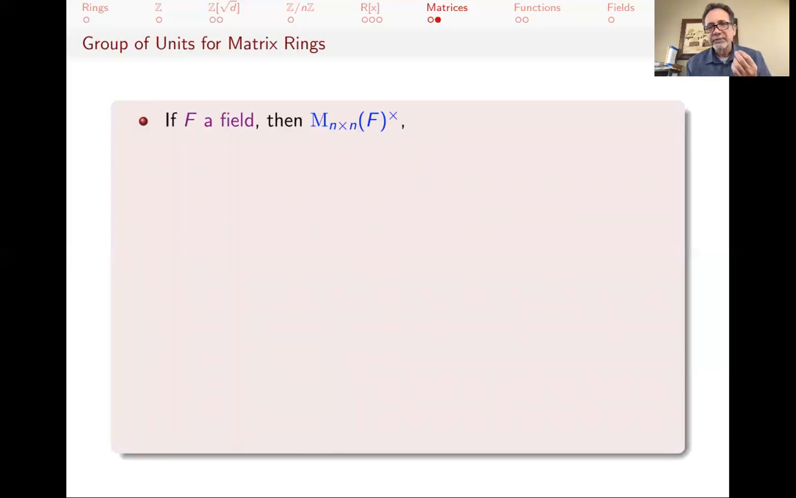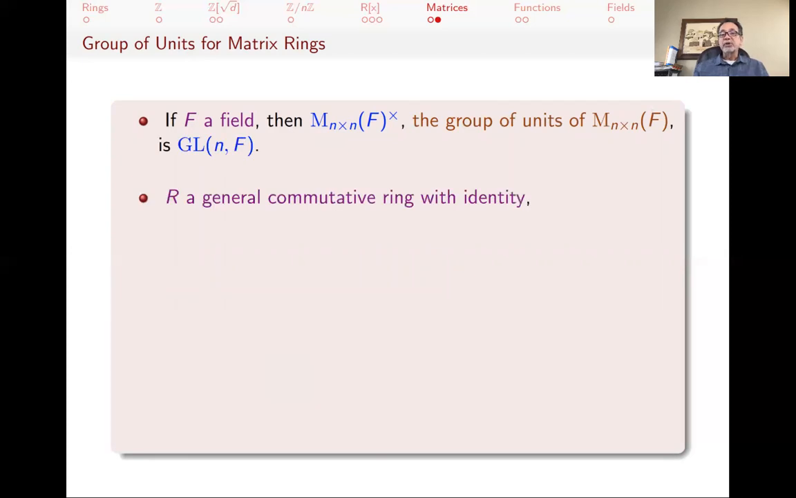Now, for these matrix rings, let's just take a moment and talk about their groups of units. So if we start with a field and look at n by n matrices over the field, and say which ones are invertible, then that's a group that you're familiar with. The group of units of these n by n matrices is just called the general linear group. And from group theory, you're familiar with that. The general linear group is exactly the set of invertible n by n matrices over a field F.